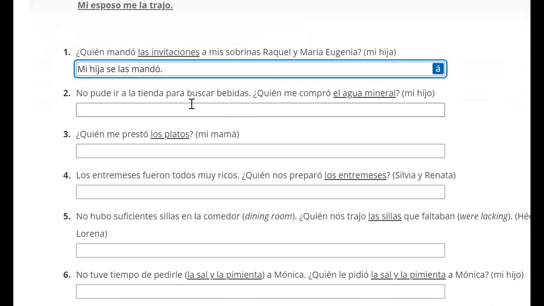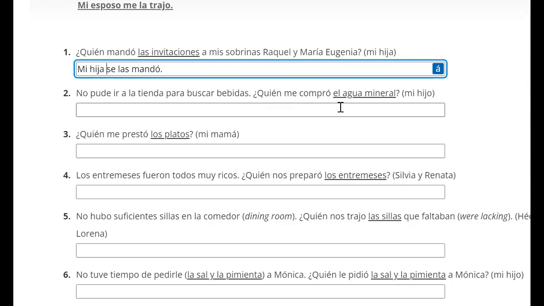Now here we are going to identify the direct and indirect object pronouns again. So what was bought? Because compró is our verb. What was bought? What directly received that action of being bought? And that would be the mineral water, el agua mineral.